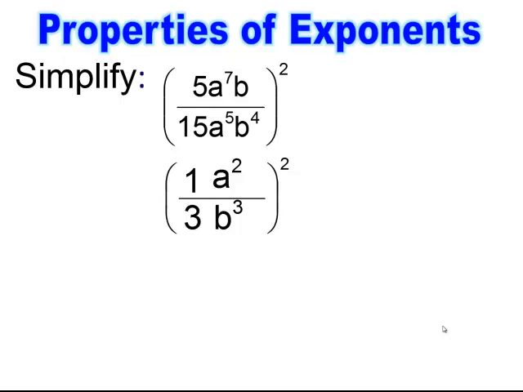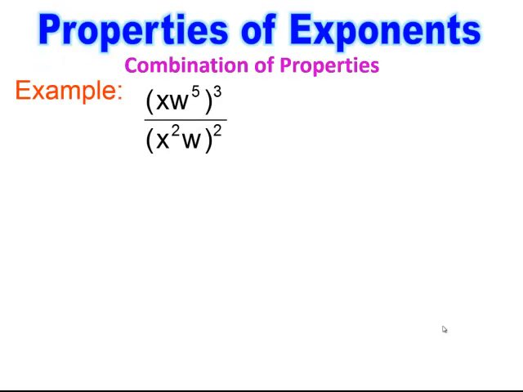Now I'm going to take that power on the outside and give it to everything inside. And remember, we don't need that 1 because we have the a squared on top. So we're going to end up getting a to the 4th on top all over 9b to the 6th.